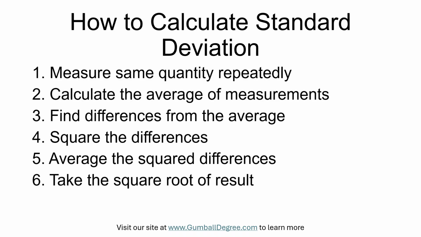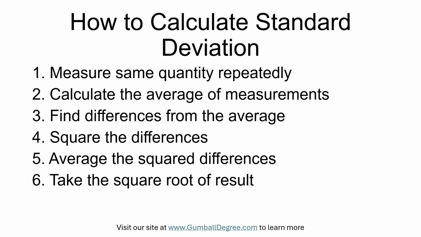glassware, and then finding the average of those measurements. Standard deviation shows how far the measurements usually are from that average. To get it, you find the differences between each measurement and the average, square those differences so negatives do not cancel positives, average those squared differences, and then take the square root to return to the original units.